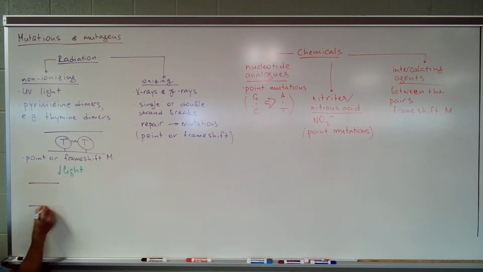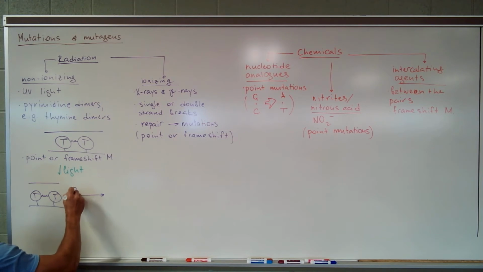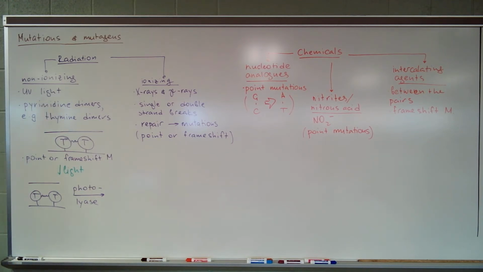So you have DNA, you have two thymines next to each other, and they are connected by a chemical bond. So this thymine dimer is exposed to the enzyme called photolyase. Okay? And photolyase does an incredibly clever and, quite frankly, simple thing. It simply breaks the bond, and that is all.